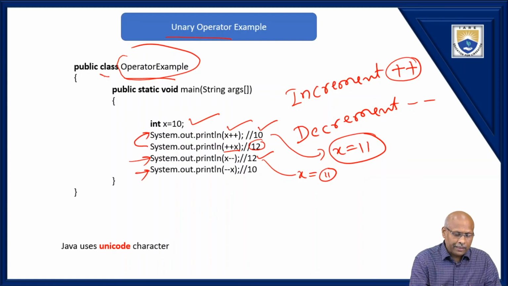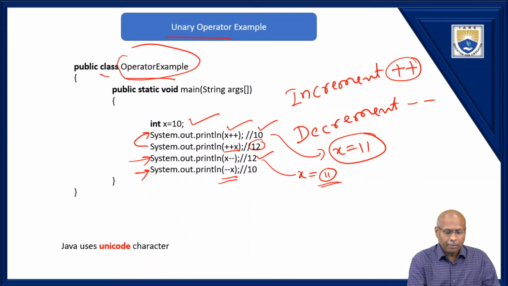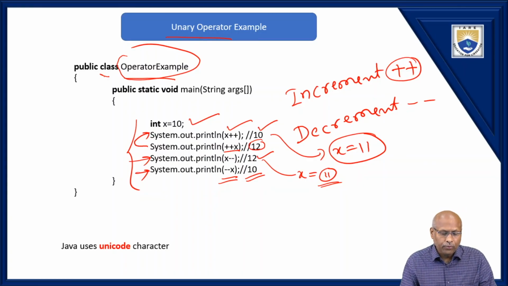Then come to the fourth statement. In the fourth statement, minus minus x. Minus minus x means pre-decrement. Pre-decrement says you decrease the value then print. So when you come to the fourth statement, what is the value of x by that time? That is 11. So 11 if you decrease, that becomes 10. So print. This will give these four different answers: 10, 12, 12, 10. Okay. So this is a simple example of operators. In the coming days, you will use various types of programs with a different set of operators also.